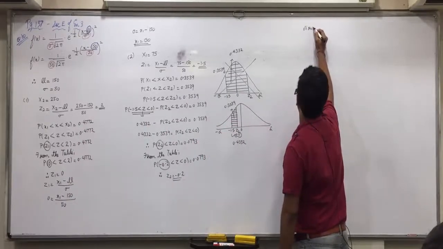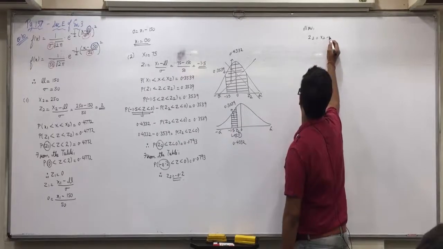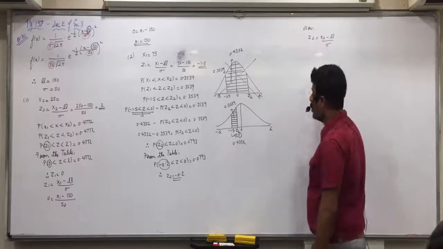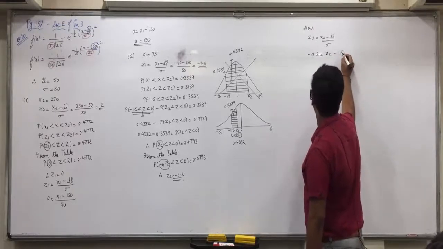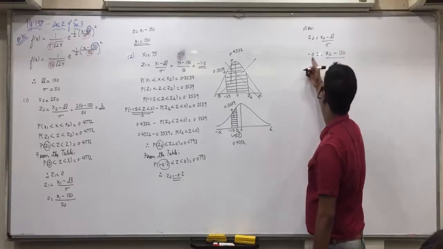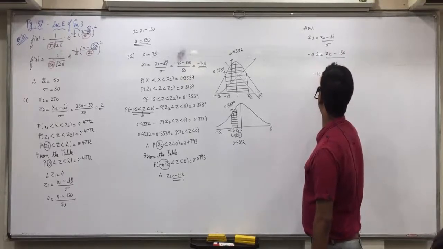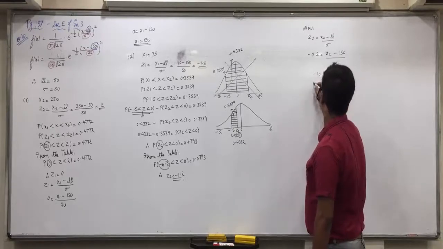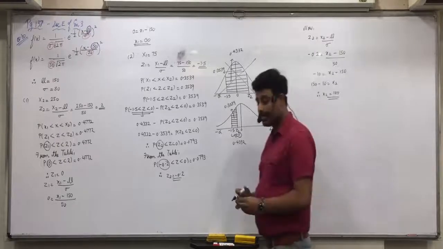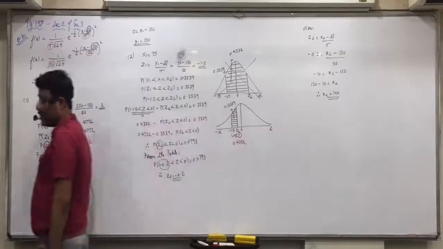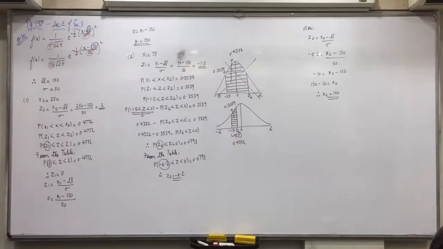Now z2 equals (x2 minus mu) upon sigma. So in place of z2, minus 0.2 equals (x2 minus 150) upon 50. Minus 0.2 into 50 is minus 10. Minus 150 on the left side becomes plus, means x2 is 150 minus 10, that is 140. Did you all understand this? Thus the estimate of x2 is 140.